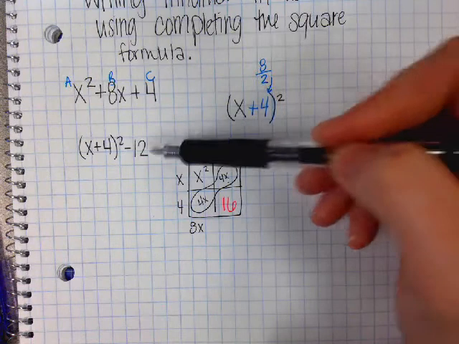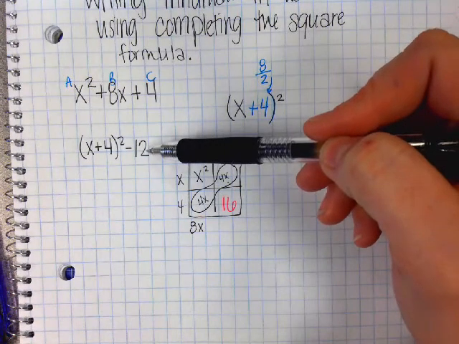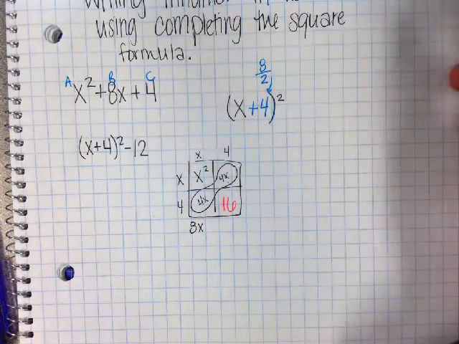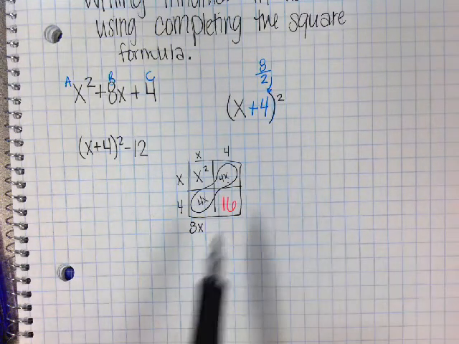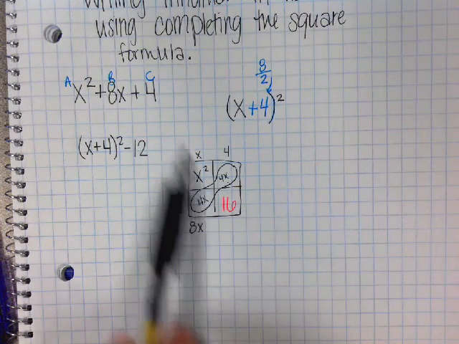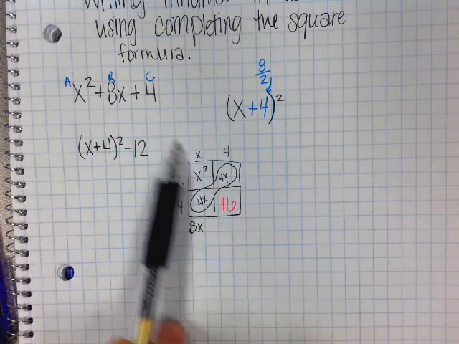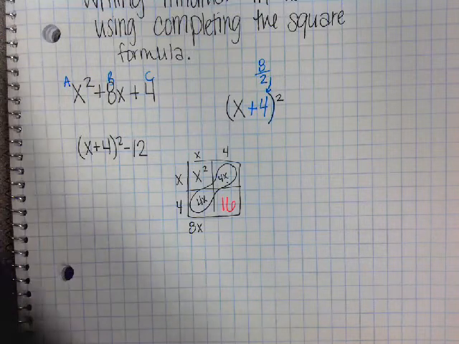Okay, now, where did this negative 12 come from? From the little ones, right? I was missing 12. Now, do you see how I put the 16 right here? 4 minus 16 is what? Negative 12.